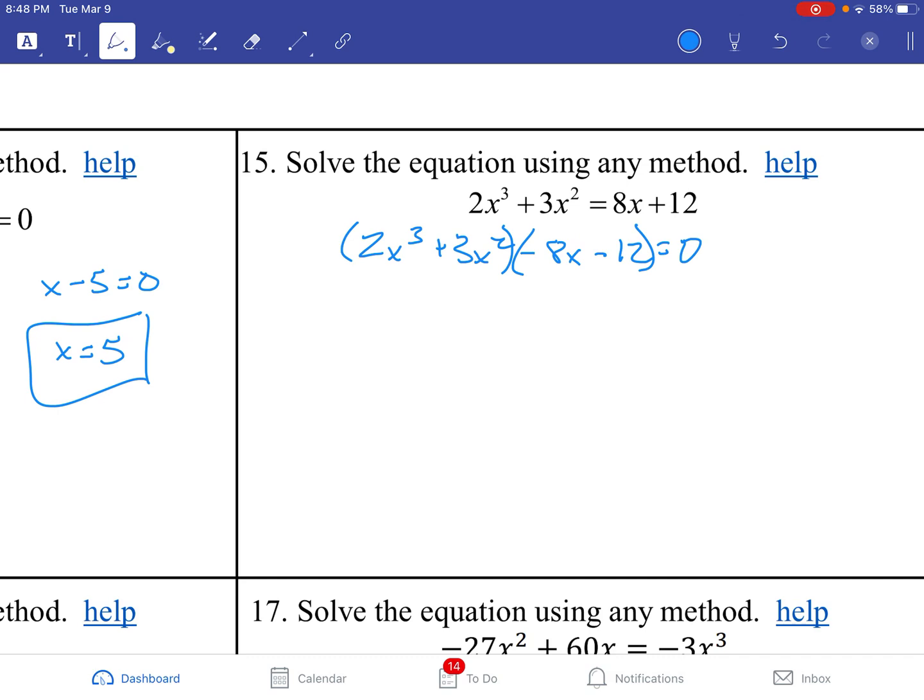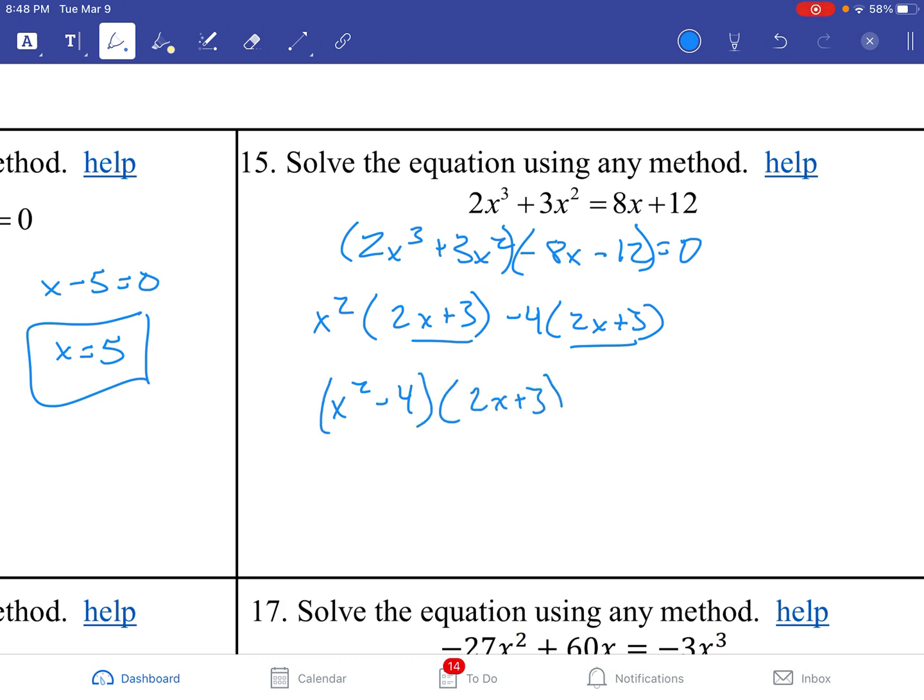So 2x to the third plus 3x squared, you can only take an x squared out. We're left with 2x plus 3. On the next part, we can take out a negative 4. We're left with a 2x plus 3. Since these two in the parentheses are the same, we're on the right track. So we have x squared minus 4 times 2x plus 3.